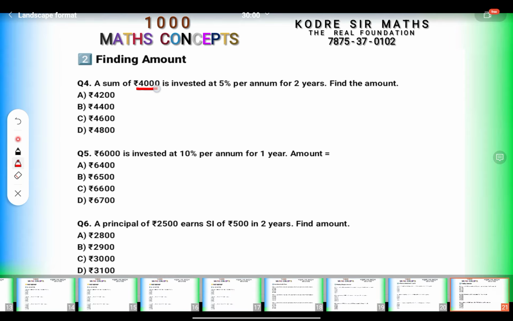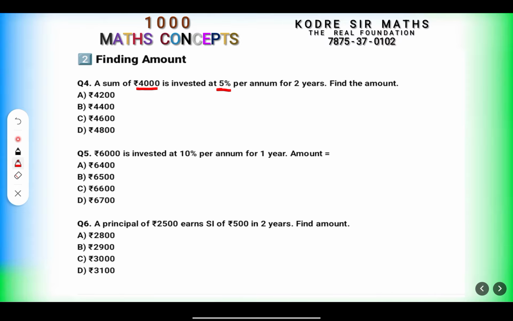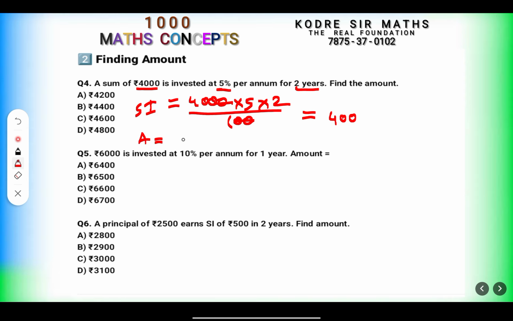A sum of rupees 4000 is invested at 5% per annum for 2 years. We have to find the amount. So here principal is 4000, rate is 5%, time is 2 years, upon 100. So 20 cancel. So it is 5 2s are 10, 400 rupees is the interest. Which interest? Simple interest. And how much is the amount? Amount is principal plus simple interest.